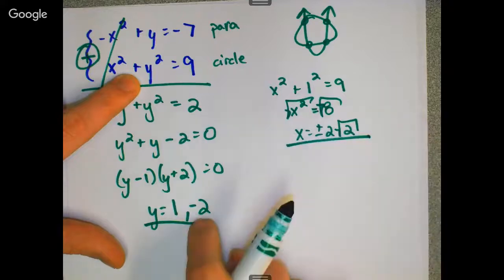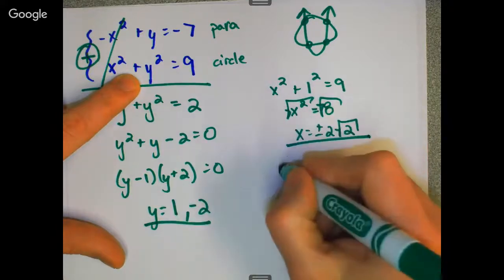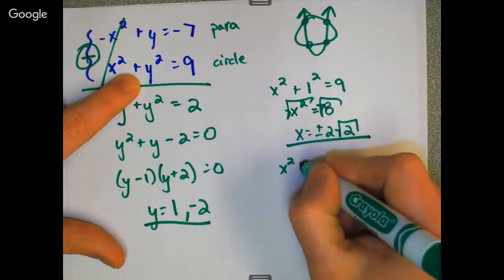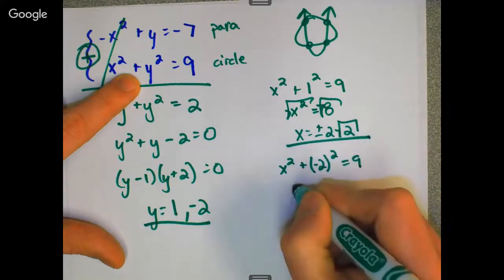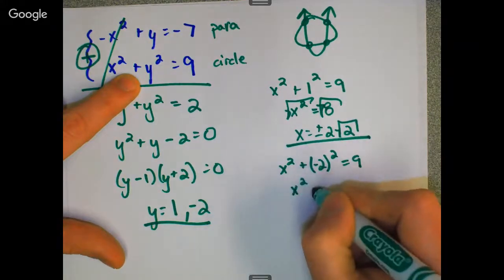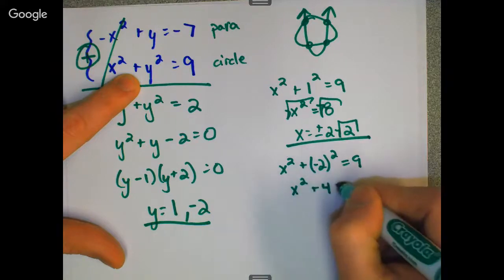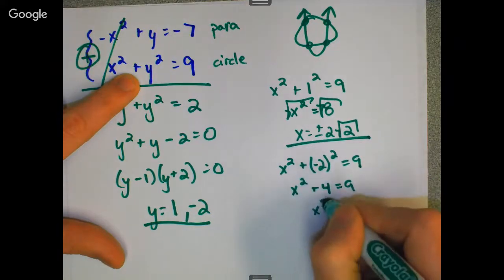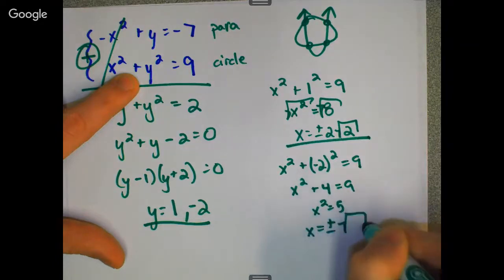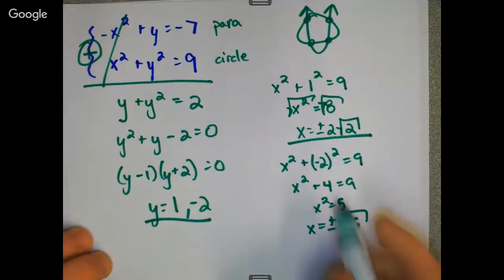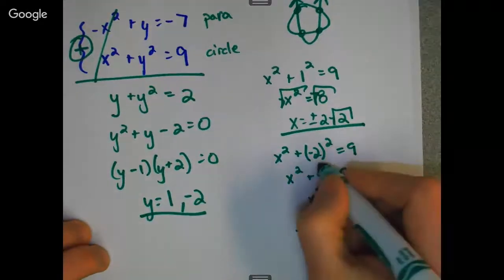We also need to plug in -2. So that's x squared plus (-2) squared equals 9. That's x squared plus 4 equals 9. X squared equals 5. So x is plus or minus radical 5. There's two more answers. Now remember which ones they went with.